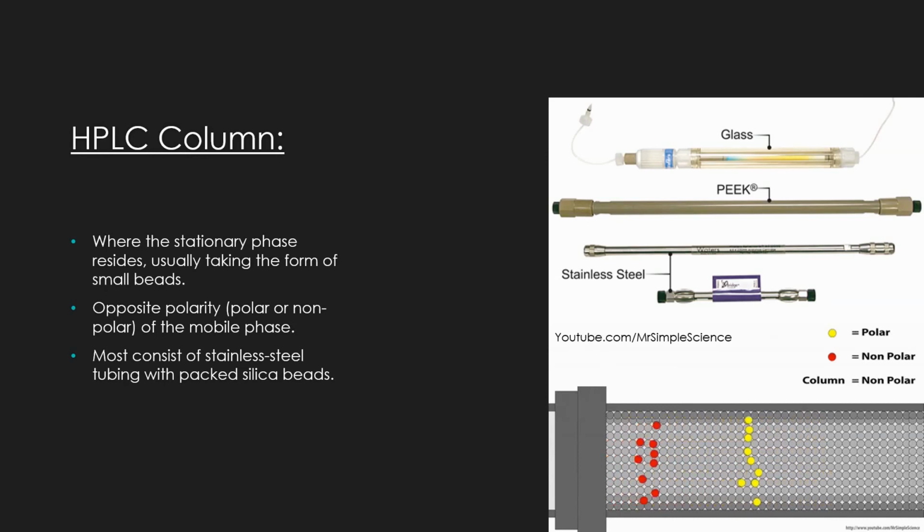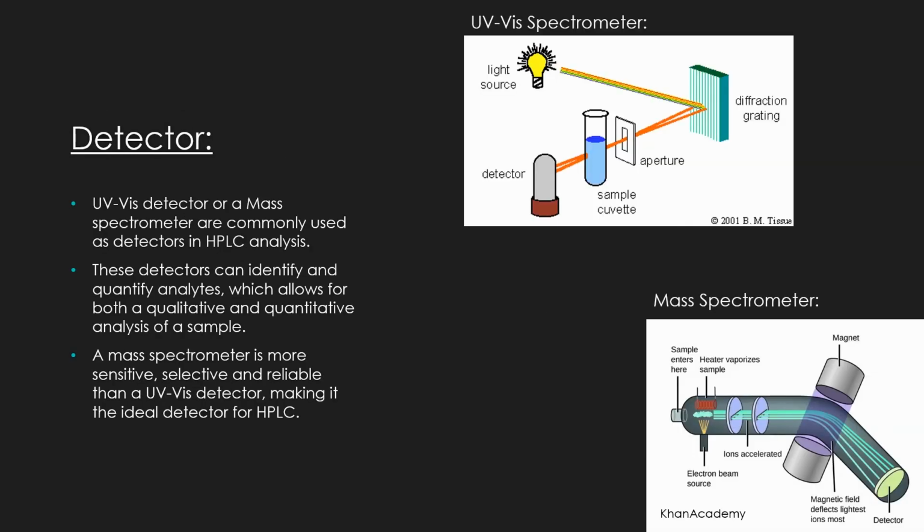Most columns consist of stainless steel tubing with packed silica beads. This configuration can change depending on the analyte undergoing analysis. For example, a separation of enantiomers in a racemic mixture requires a special chiral column that will allow this separation to occur. A UV-Vis detector or a mass spectrometer are commonly used as detectors in HPLC analysis.